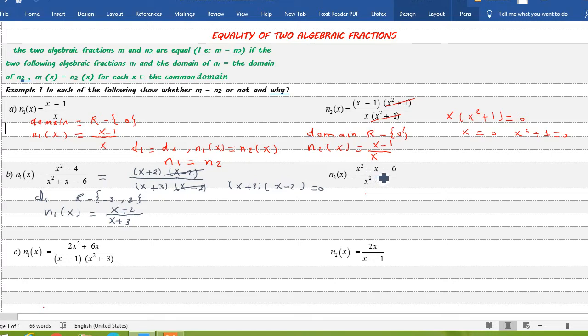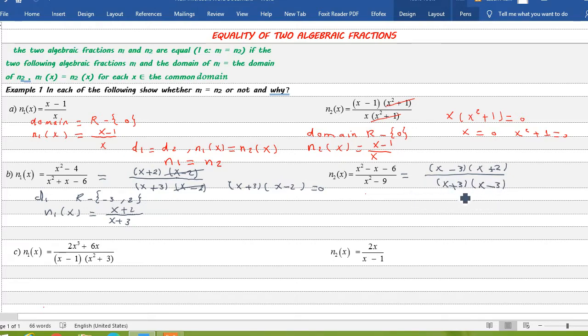n2 of x equals x power 2 minus x minus 6 over x power 2 minus 9. Make the factorization. Open two brackets x and x. Find two numbers whose product equals 6 and the difference between them equals 1: 3 and 2. What is the sign of the third term? Negative. If the two signs are different, the greater takes negative and the 2 takes positive. x power 2 minus 9 is a difference between two squares. Open two brackets x and x, 9 becomes 3 and 3, one positive and one negative.